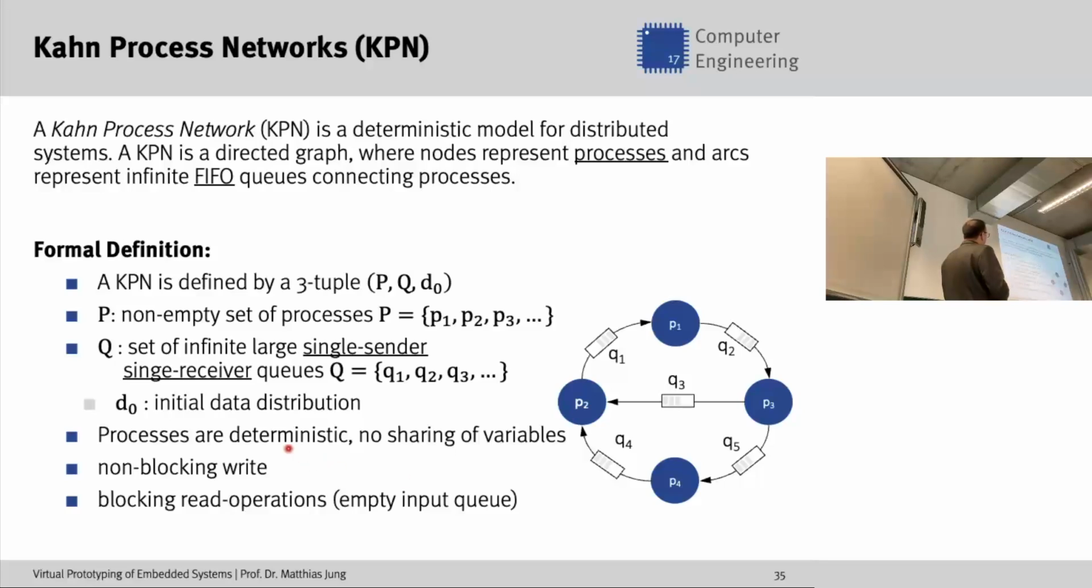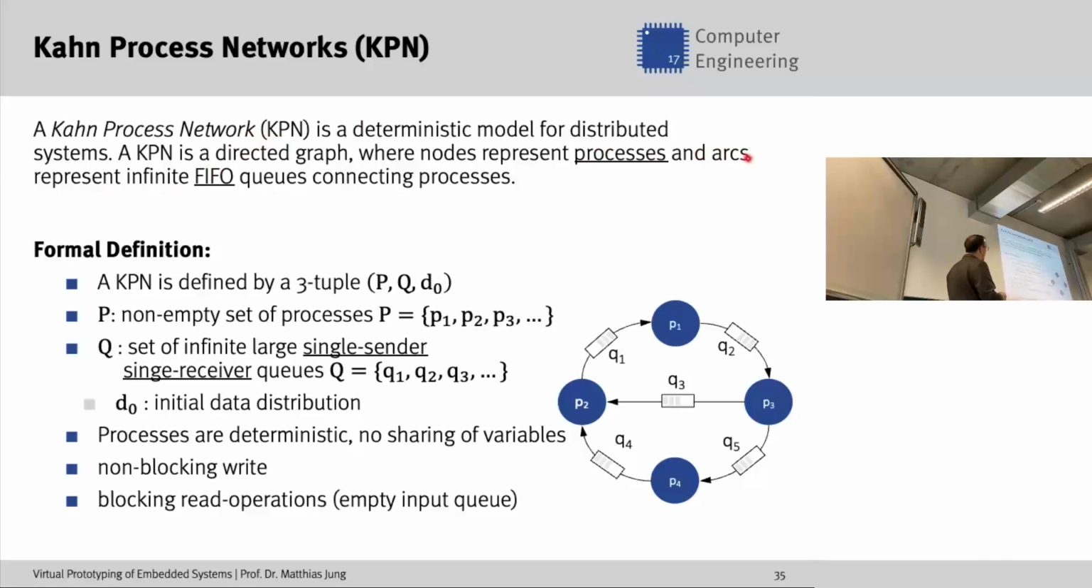Okay, so Kahn process networks are a deterministic model for distributed systems. A KPN is a directed graph where nodes represent processes. And processes is basically where you put behavior. So also things like if-else statements you are allowed to do there. But the important thing is that these processes must be deterministic. That's important, otherwise the whole KPN thing is not deterministic.